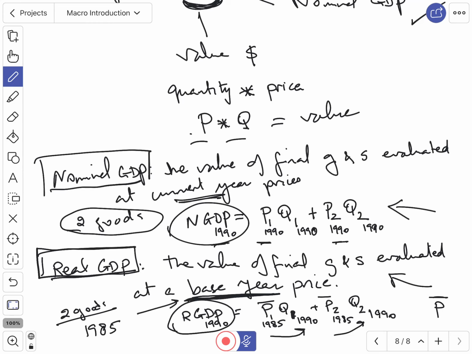In the next video, I will show you a numerical example on how to compute real GDP and nominal GDP, and we will also talk about another terminology which is called the GDP deflator, which is the measurement of the change in prices. Okay, everyone, so I'm going to stop here and I'll talk to you in the next video.